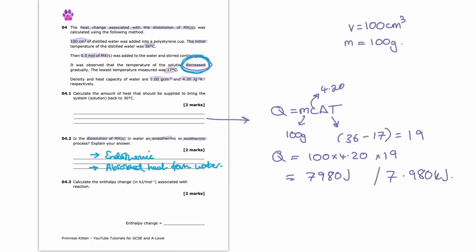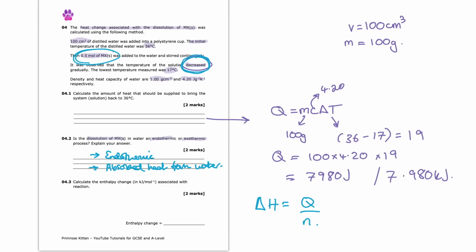Okay, lovely. Okay, so next we're asked to calculate the enthalpy change associated with this reaction. And we need to remember that enthalpy change is the energy per mole, okay, of that reaction. So we've already worked out how much energy was released, and we need to divide it by the amount of moles of whatever fuel took part in that reaction. So we know that we had the 0.5 moles of MX, and that was the thing which actually reacted there to cause that change in temperature.